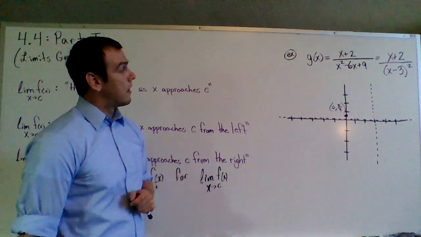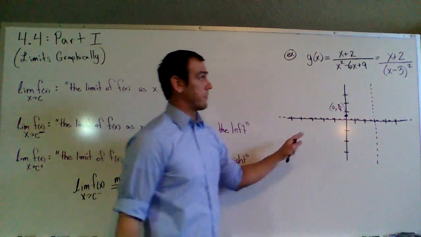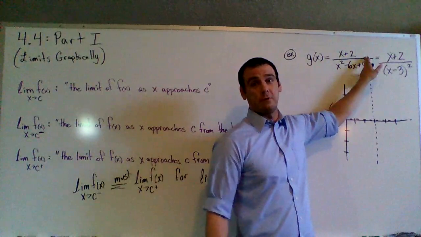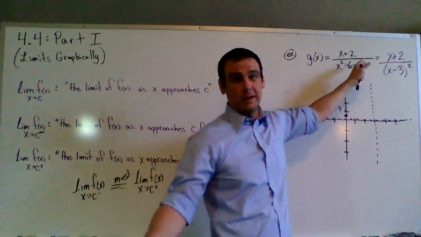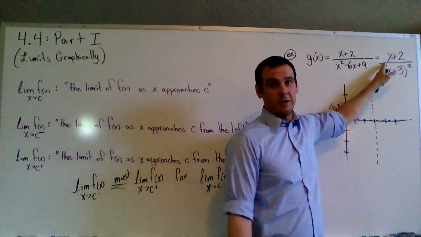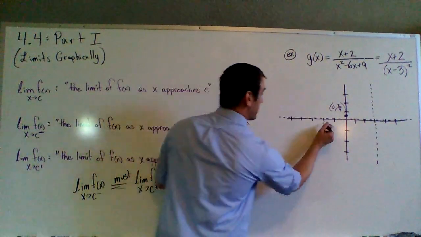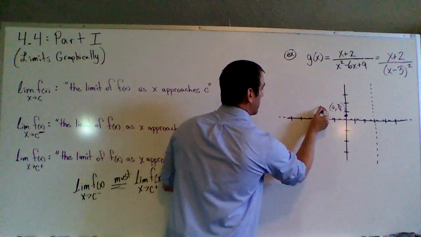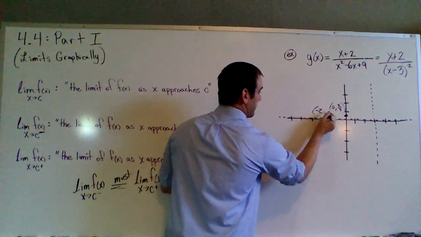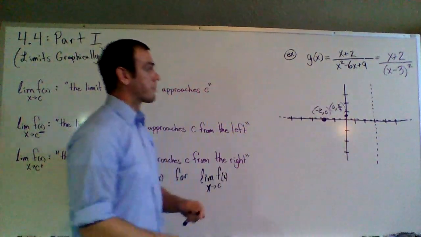X-intercepts: you find x-intercepts by setting your top equal to 0. Really, we're setting y equal to 0, but we can kind of cheat and just set our top equal to 0. So we have an x-intercept at negative 2, so it's going to be negative 2 comma 0.